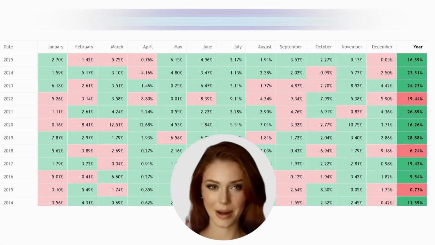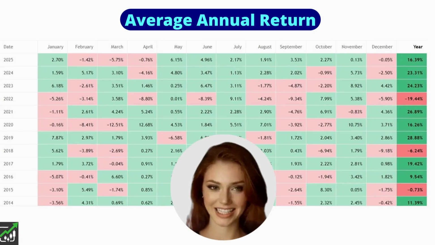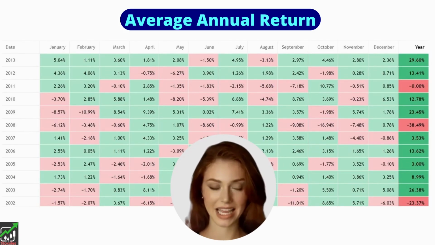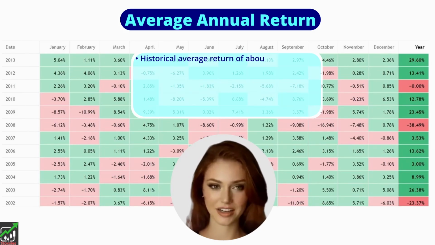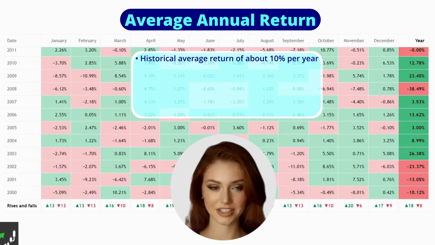Now, let's talk about returns. When we talk about the average annual return of the S&P 500, we are talking about how much the index has performed, on average, over many years. If we look at long periods of time, the S&P 500 has historically given an average return of about 10% per year. This percentage does not refer to a specific year, but is the average over decades.